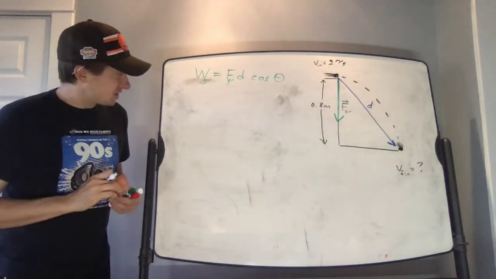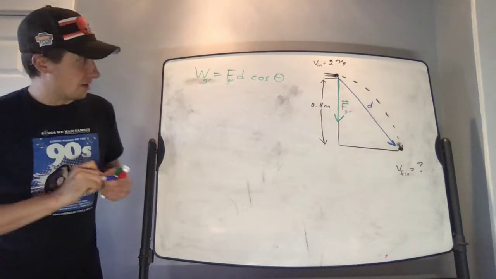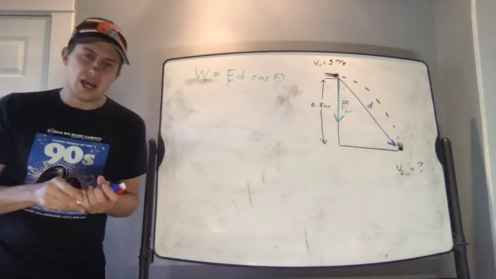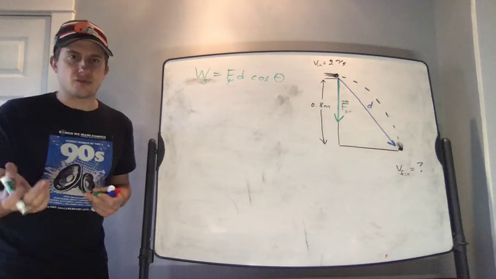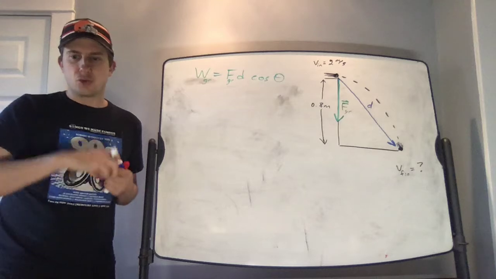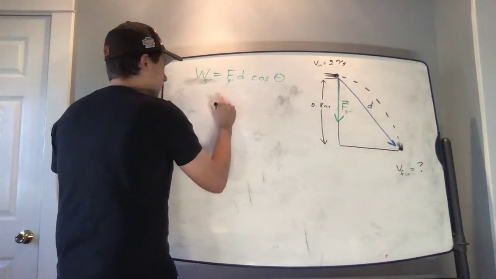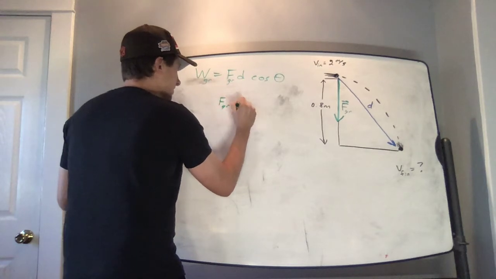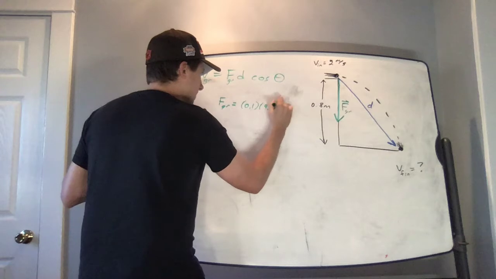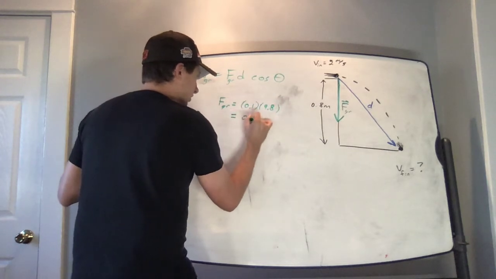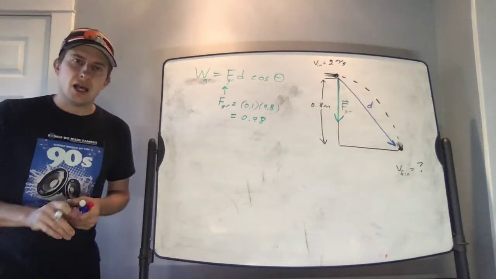Now, the first thing we might think is we look at this equation. Okay, what is the force of gravity? Well, the strength of the gravitational force is the mass of the ball times 9.8. We're given that the mass of the ball is 0.1. So the force of gravity is 0.1 times 9.8, which gives 0.98 for the strength of the gravitational force.